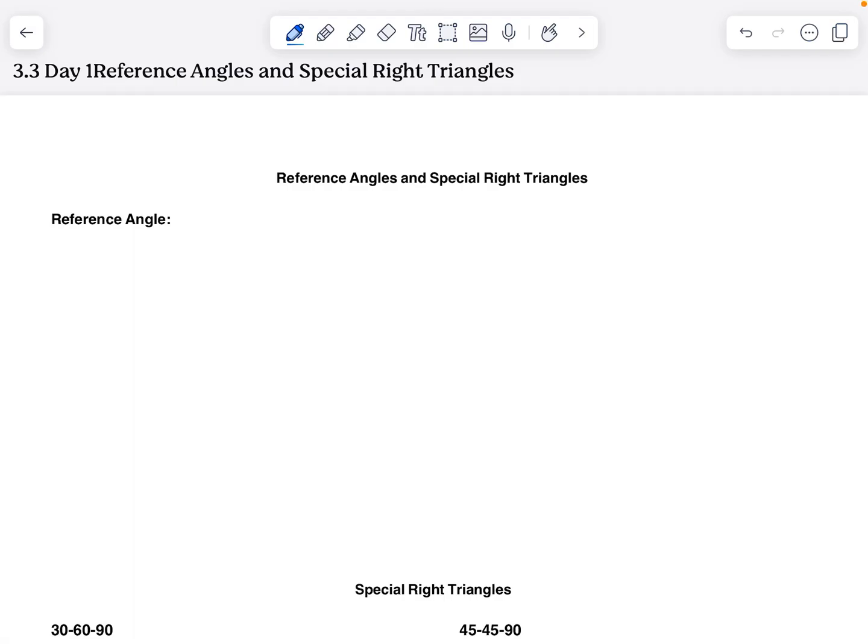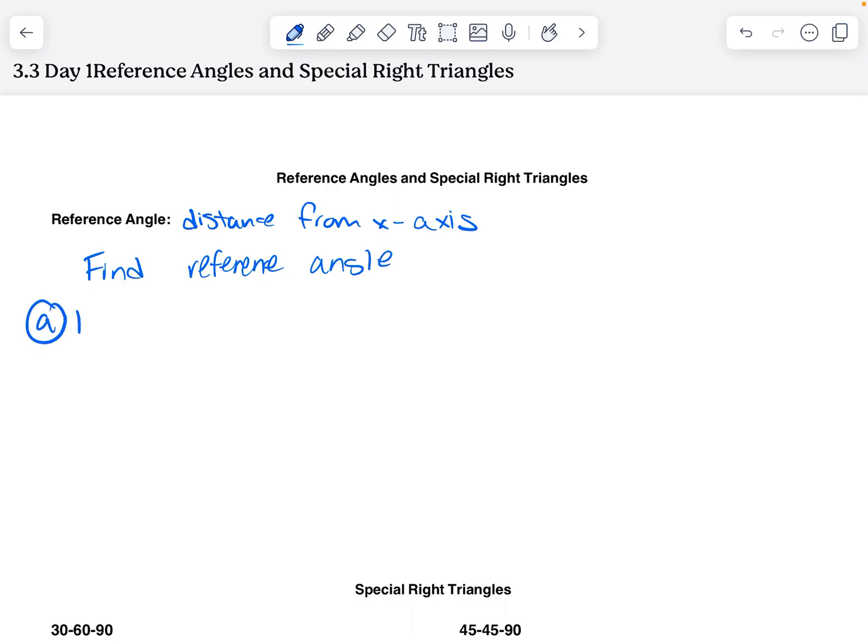Today we're going to talk about reference angles and special right triangles. A reference angle is the distance from the x-axis. So for example, if I said find the reference angle, and I said letter A and I said 120 degrees.